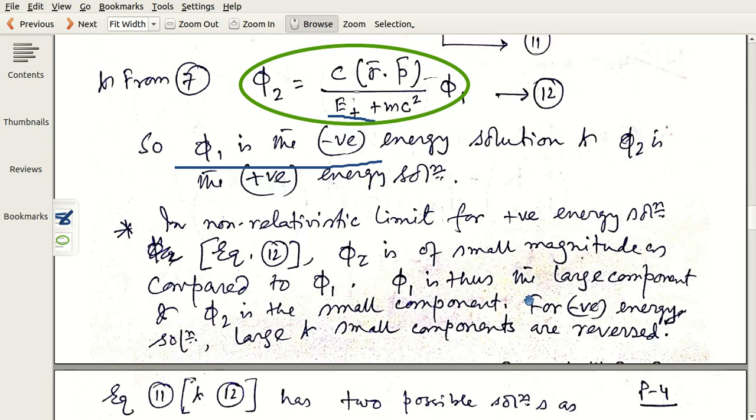I don't tell you to focus much on this. You just know that there are two components, depending on their contribution in the non-relativistic limit. Phi 1 is known as the large component and phi 2 is known as the small component. If needed, it comes into play when we deal with the hydrogenic solutions or atomic solutions for atomic orbitals. Right now we just know the names and don't focus. And for negative energy solutions, large and small components are just reversed.